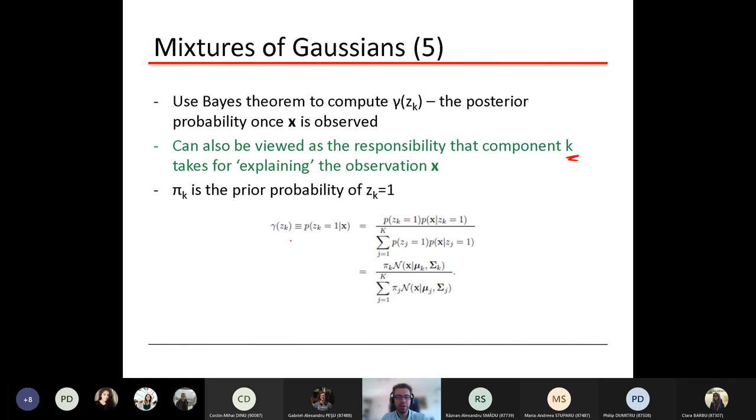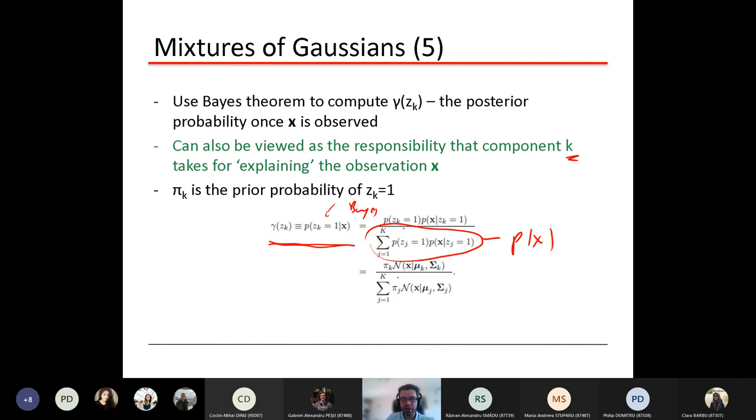And what is the definition of gamma of Zk? It's the posterior probability of Zk being equal to one for the latent variable, given that we have just observed a new point. And here we apply Bayes theorem. So applying Bayes theorem, we have P of Zk equal to one, multiplied with the reverse, P of X given Zk equal to one. And at the denominator we have P of X, so we divide by the mixture of Gaussians that we already know.